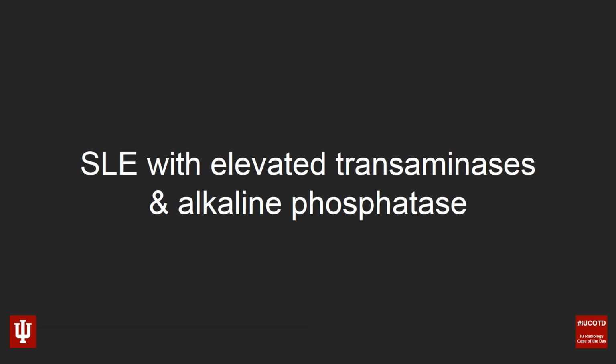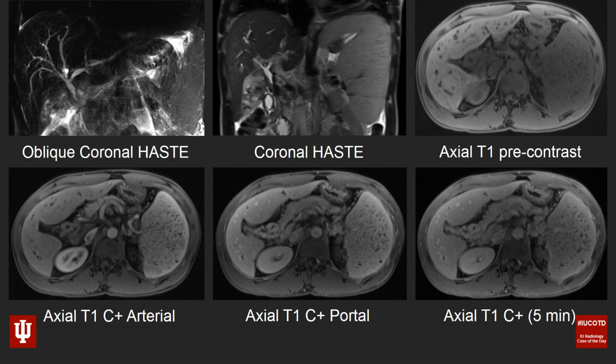For the history on this case, we have a patient with lupus presenting with elevated transaminases and alkaline phosphatase. We have a series of images and a number of findings for this case. At the top left is an oblique coronal HASTE thick slab image through the upper abdomen, followed by a coronal HASTE. At the top right is the axial T1 pre-contrast image. Along the bottom row are images taken during the arterial, portal venous, and 5-minute delayed phases.